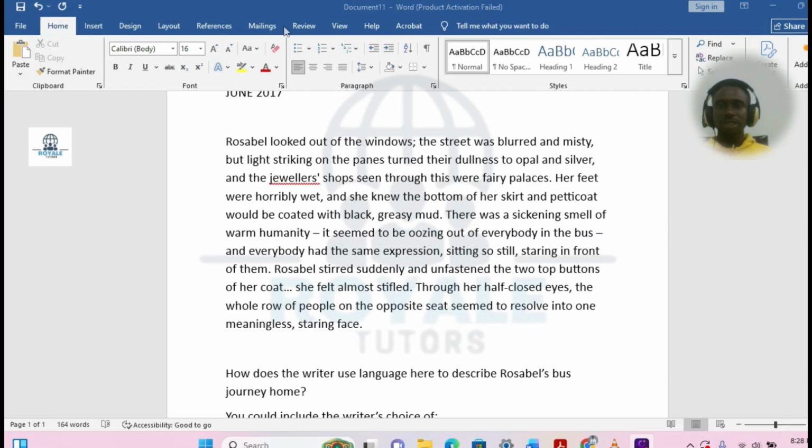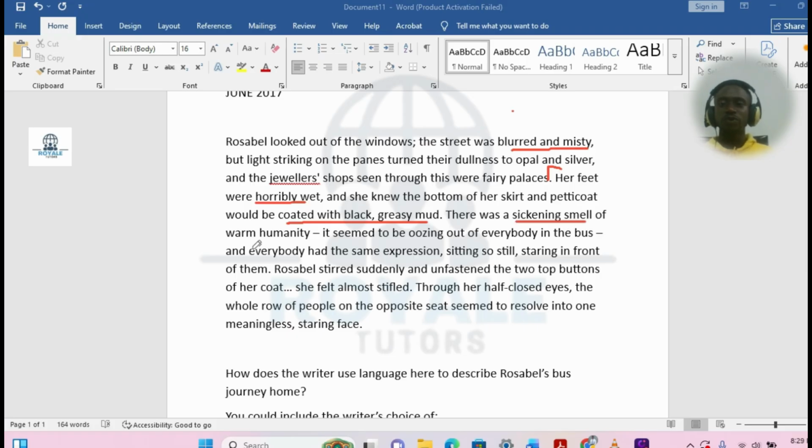So we've just read this. In the last class, I underlined a few things. Number one, the street was blurred and misty. I remember I started from this part: her feet were horribly wet, and she knew the bottom of her skirt and petticoat would be coated with black greasy mud. This gives a certain sense of feeling that it might have rained. What other thing? There was a sickening smell. Sickening smell is alliteration, repetition of consonant sound. These are the things you're supposed to look out for.